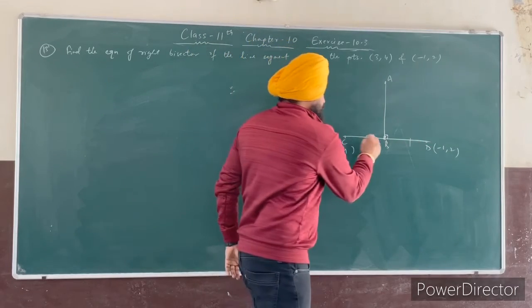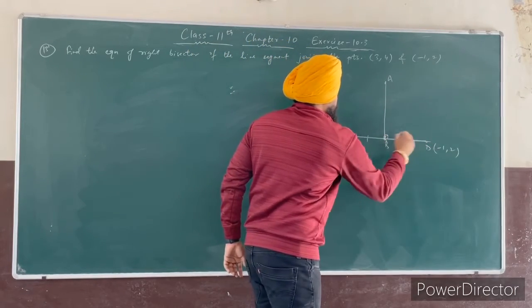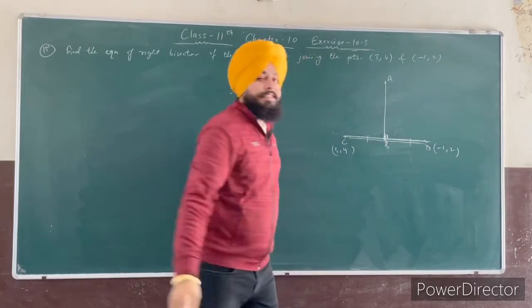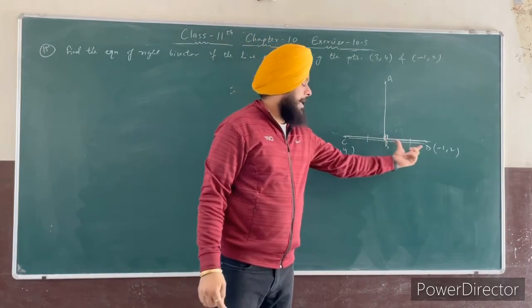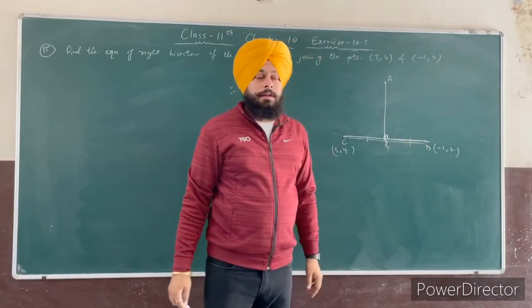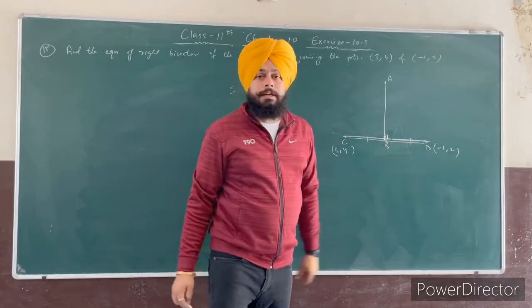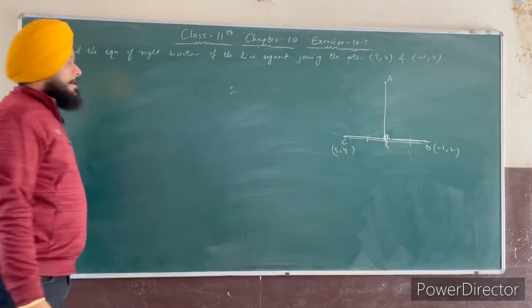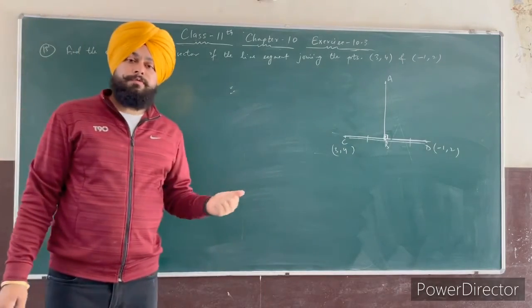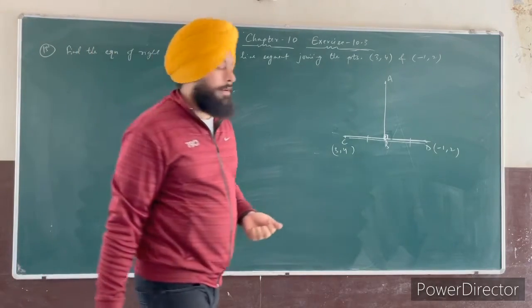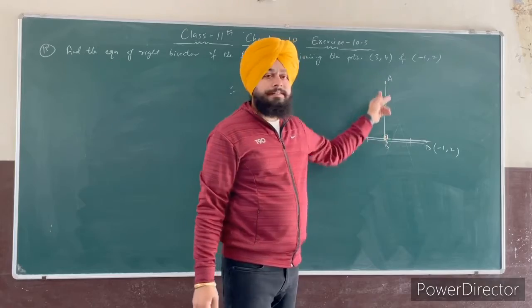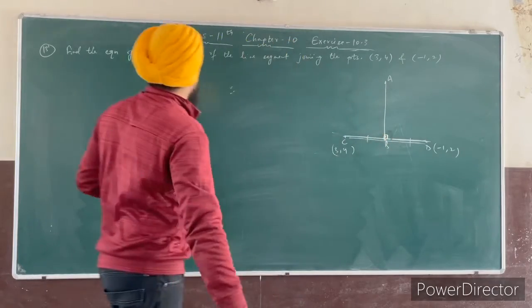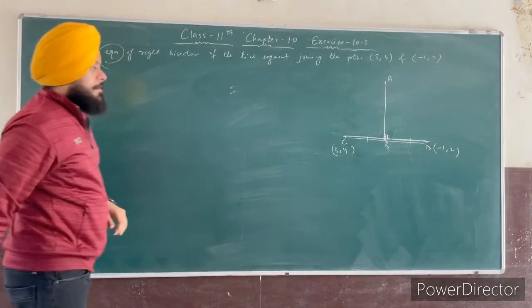It means this point B perpendicularly bisects this line CD. It means this CB and BD are equal, and they make an angle of 90 degrees also. Clear? So if the lines are perpendicular, then we know that the product of their slopes is equal to -1. Now we have to find the equation of this line AB.